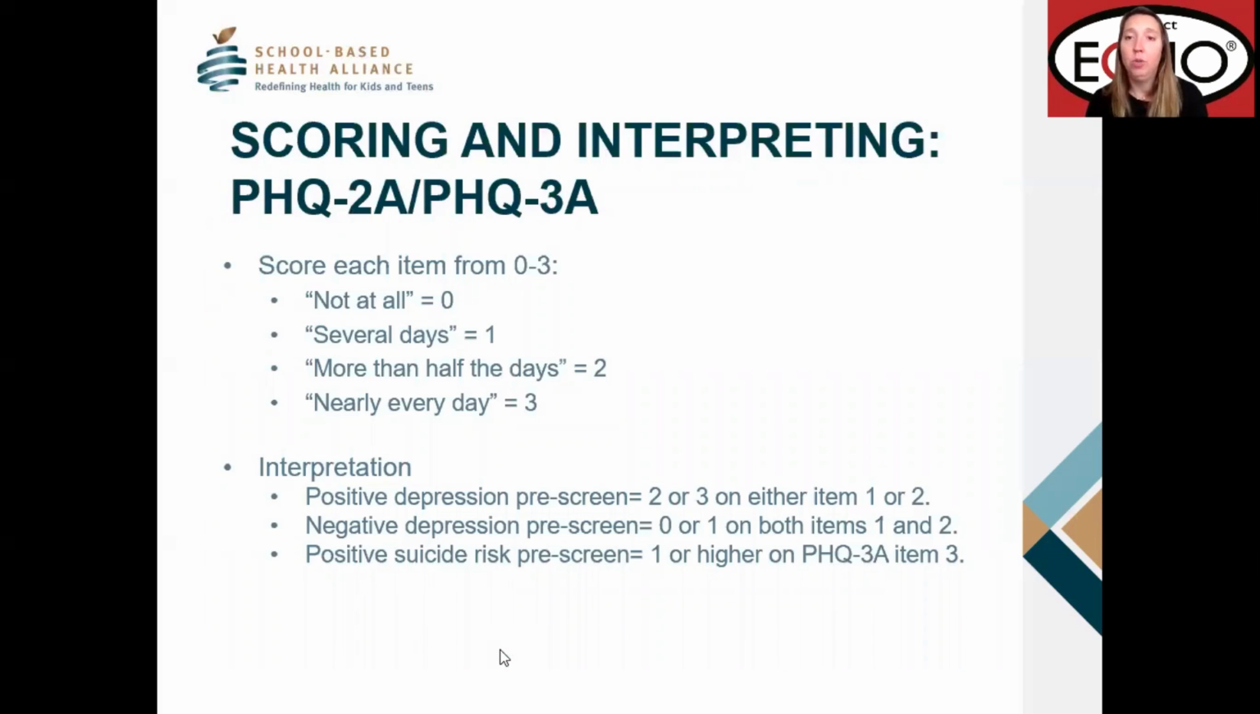Items on the PHQ-2a and PHQ-3a are assigned points from 0 to 3. A score of 2 or 3 to either item 1 or 2 is a positive depression pre-screen. A score of 0 or 1 to both items 1 and 2 is a negative depression pre-screen. A score of 1 or higher on item 3 of the PHQ-3a is a positive pre-screen for suicide risk.